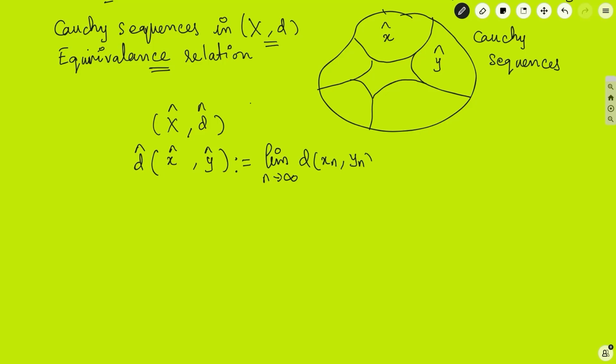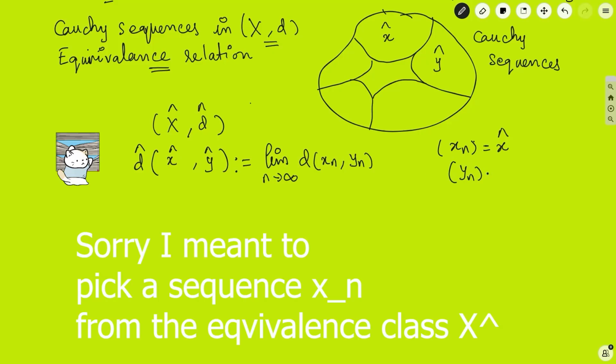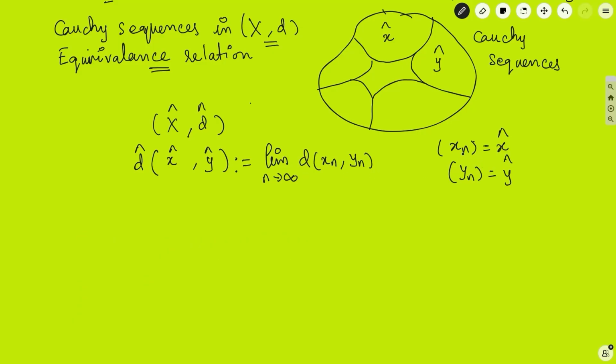Where x_n is the sequence which we picked, x hat, and y_n is the sequence y hat. So you're just taking the nth terms x_n and y_n, you calculate the distance in our original distance metric, and then you calculate the limit. Now the question is, do we even have this limit? Does the limit exist?